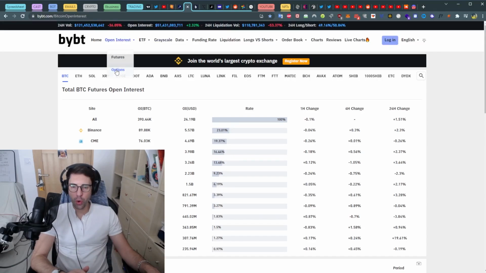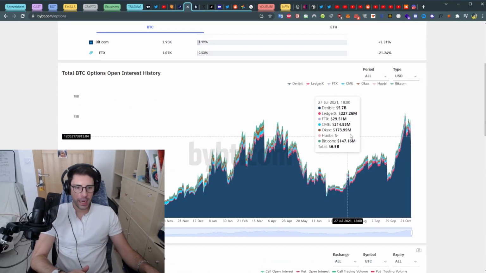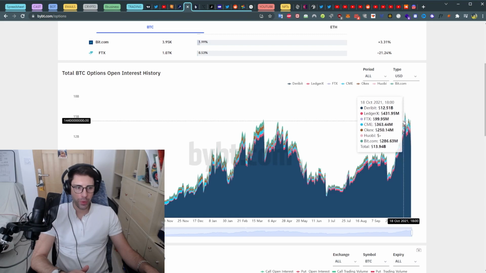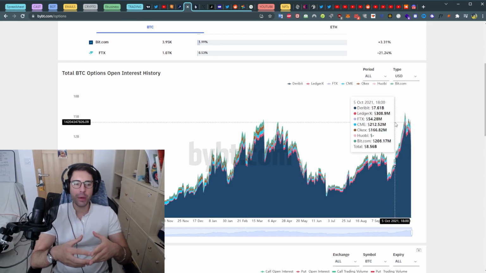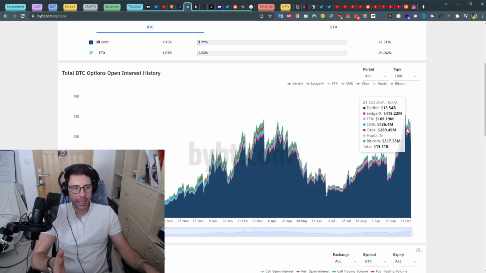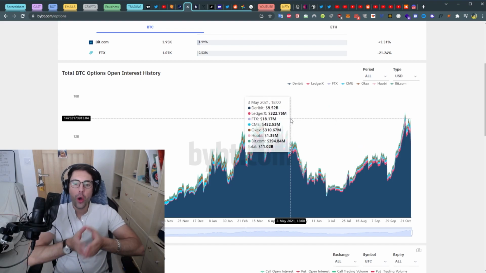Now we're going to look at the options open interest. And as you can see, that is also going very well. And why am I looking into that, guys? Because I want to know if Bitcoin is going to go bullish or bearish in the near future. And obviously, when you can see this all-time high here, you know that Bitcoin should go bullish.